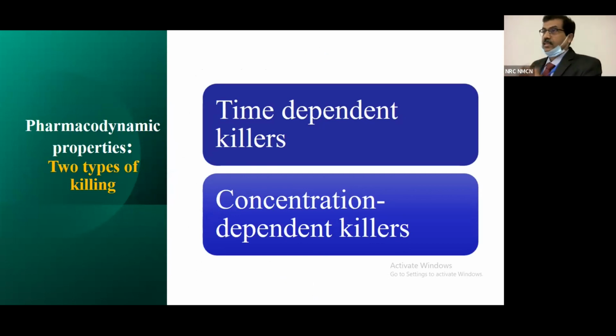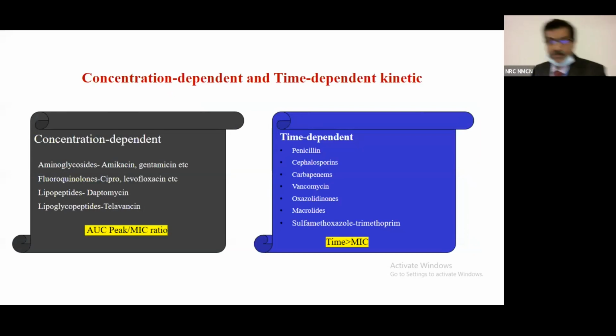There are two important pharmacodynamic properties of any antibiotic. One is time dependent killers, other is concentration dependent killers. So in one kind of drug, time is very important. In the other, the level is very important. So which drugs? Let us see. Concentration dependent. One of the important drugs when we talk about drug toxicity causing renal failure, everyone might be remembering from your MBBS days, that is aminoglycosides, amikacin.